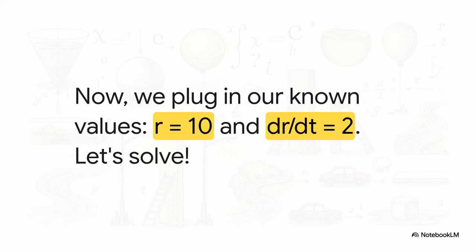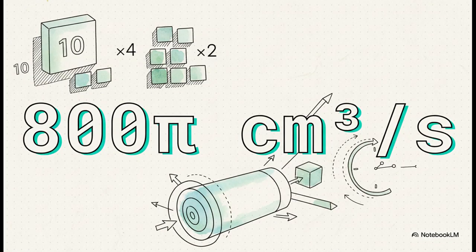And finally, the easy part, step 4. We just plug in the numbers we were given. We know the radius, r, is 10, and we know the rate of change of the radius, dr/dt, is 2. We just substitute them right into that equation we just found. And we solve it. 10 squared is 100, times 4 is 400, times 2 is 800.